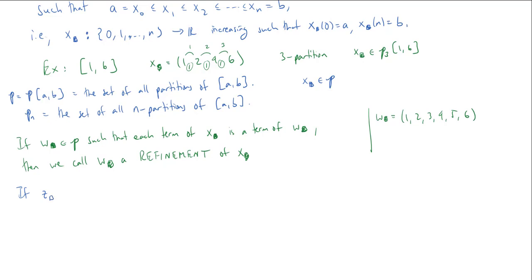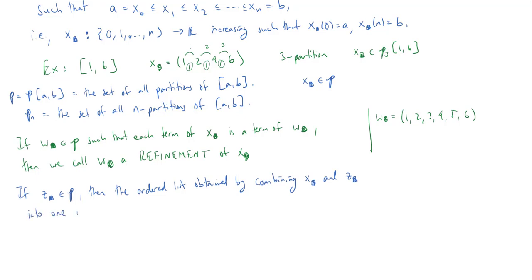So now we have another partition, Z. So Z is some partition. Then the ordered list obtained by combining. So let's take this original one, X, and this new one, Z, into one partition.